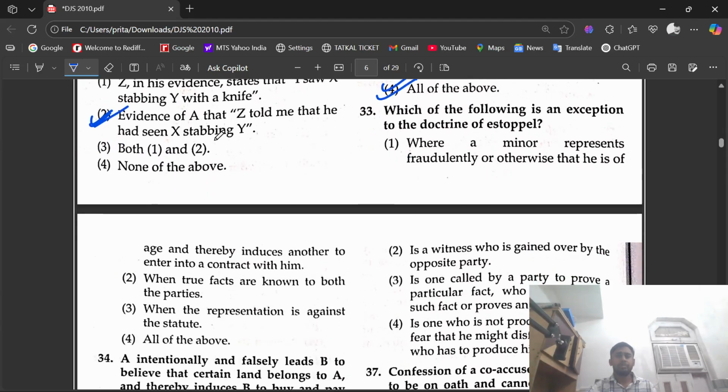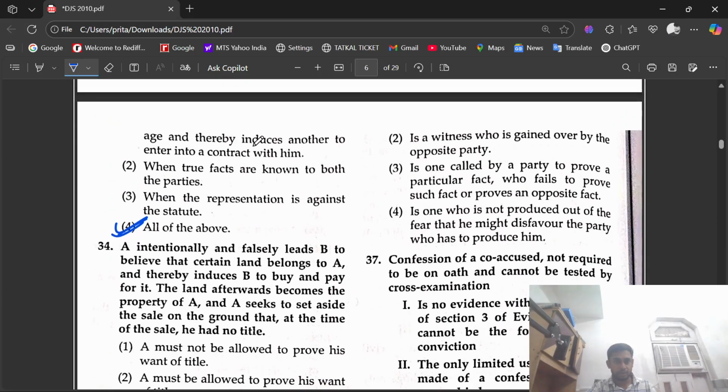Question number 33. Which of the following is an exemption to the doctrine of estoppel? The option that we have, where a minor represents fraudulently or otherwise that he is of age and thereby induces another to enter into a contract with him. Second, when true facts are known to both the parties, when the representation is against the statute, or all of the above. Right option for question number 33 is 4, that is all of the above.